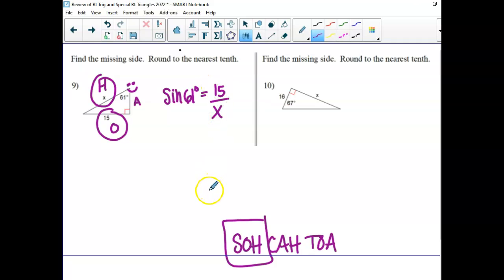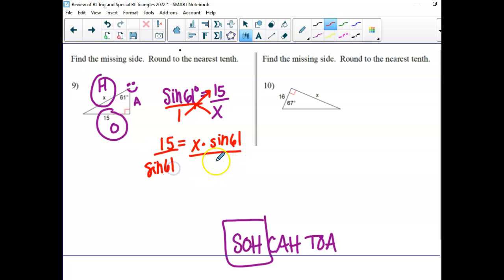Right off the bat, we have an icky one because the x is in the denominator, so we got to do a little work here. If I make this a proportion by putting this over 1, I cross multiply this way and I get 15. If I cross multiply this way, I get x times the sine of 61. Now, I probably wouldn't write that on my paper because I would know right away I need to do what?